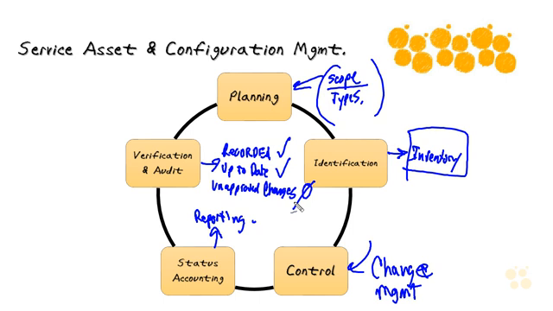So we took a look at service asset and configuration management. We talked a little bit more about the CMDB and configuration items. Remember what CIs are and how attributes, relationships, all that works together. And all, of course, the activities that go into making sure your CMDB is up to speed.